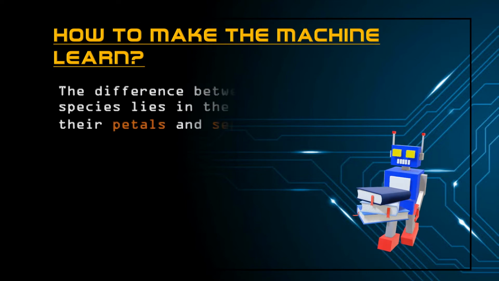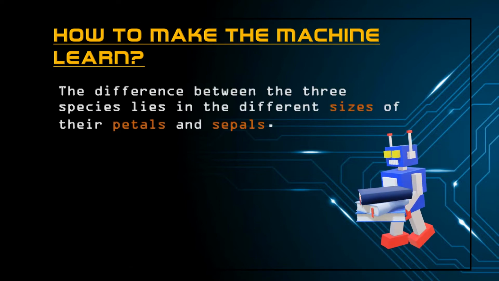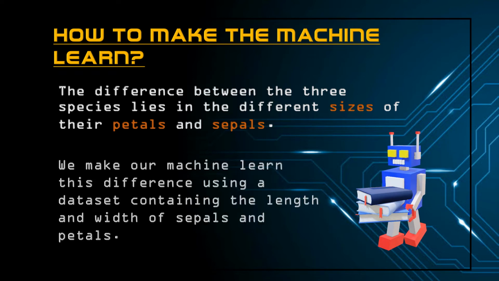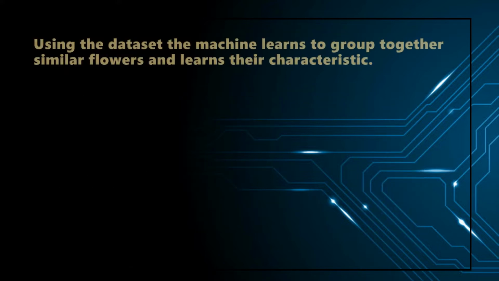How to make the machine learn? The difference between the 3 species lies in the different sizes of their petals and sepals. We make our machine learn this difference using a dataset containing the length and width of sepals and petals. Using the dataset, the machine learns to group together similar flowers and learns their characteristic.